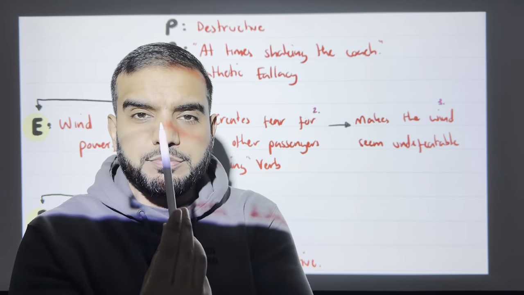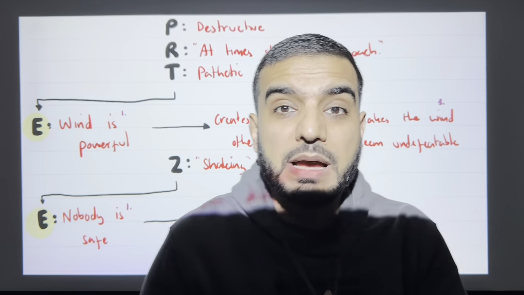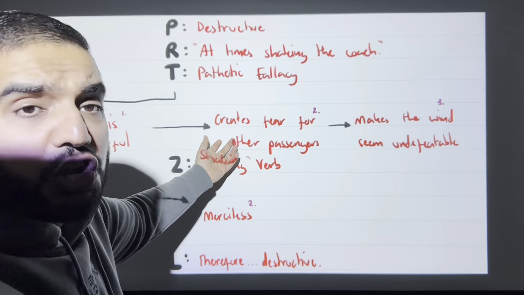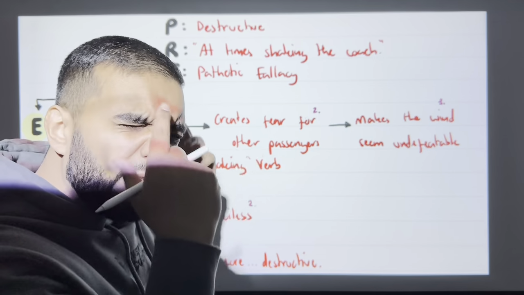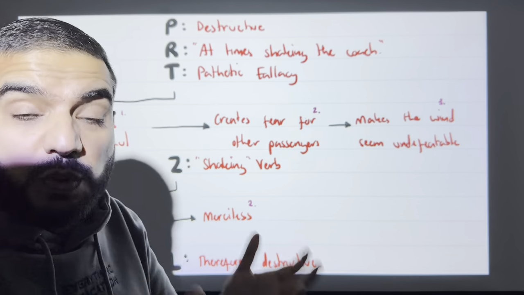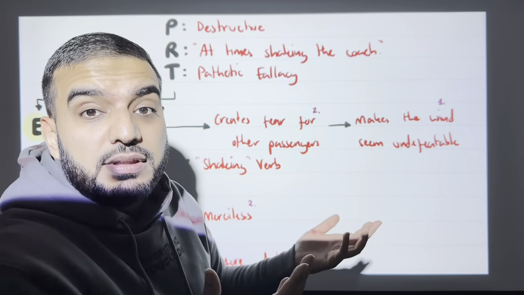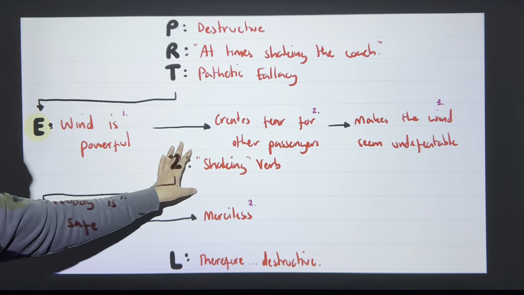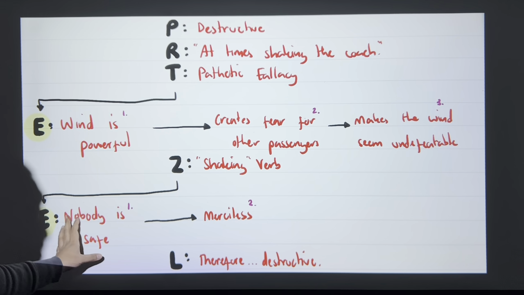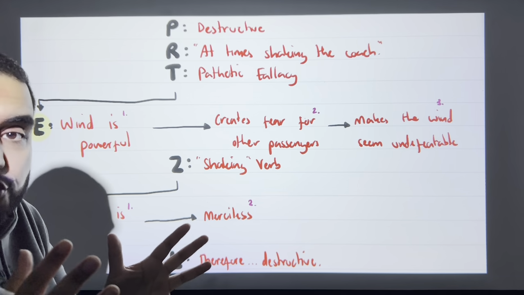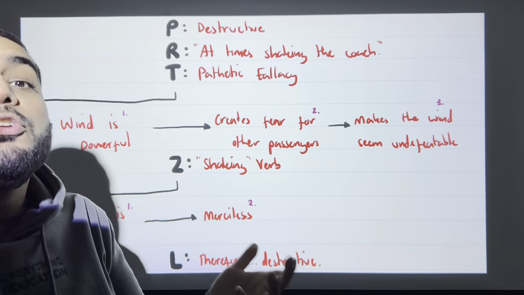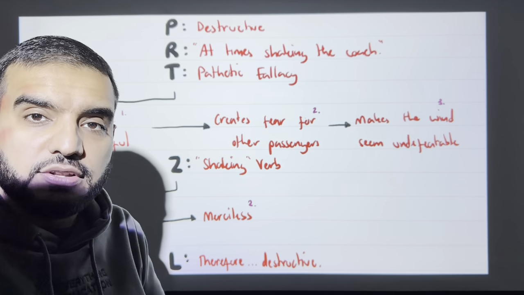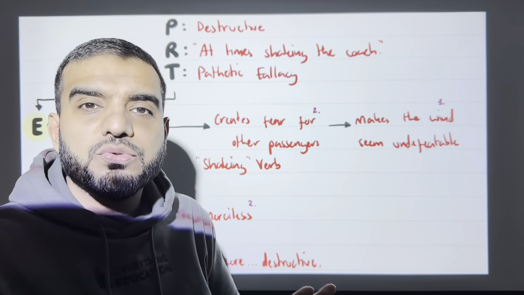So try to use this method. Always think about, what's my first basic effect? The wind is powerful. Now, what's the effect of the wind being powerful? It creates fear for the passengers. Now, what's the effect of the passengers being scared? We realize that they can't do anything. They're helpless. And therefore, the wind is undefeatable. Furthermore, when we zoom into the verb shaking, it shows that nobody is safe. It's like trembling. They're petrified. And what's the effect of that? If nobody is safe, then the weather, the wind, is merciless. It shows no forgiveness. Everyone is about to feel the wrath.